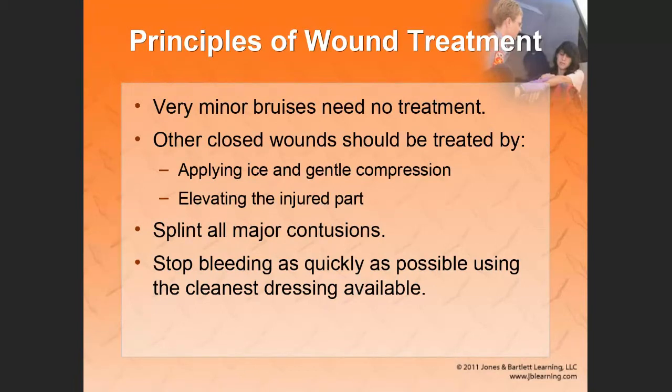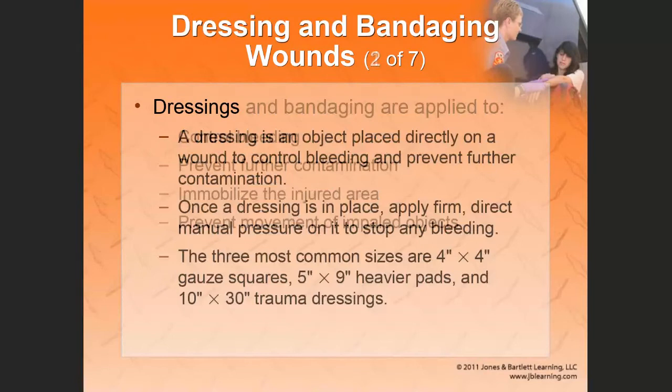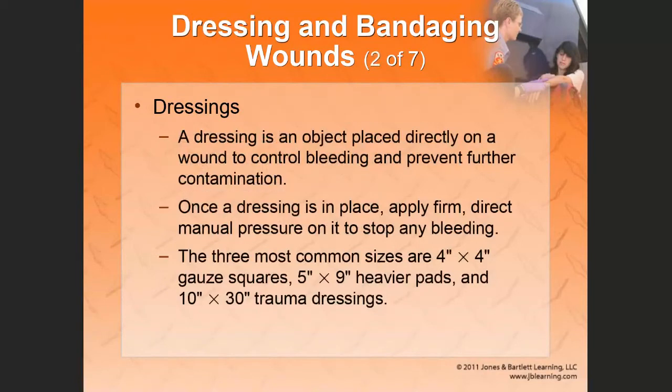Stop bleeding as quickly as possible using the cleanest dressing available. Dressings and bandages are applied to control bleeding, to prevent further contamination, and to immobilize the injured area. And of course, we can also use the dressing and bandages to prevent movement of an impaled object. You have various types of dressing. Now I'm going to go into the specifics. You have different sizes: 4x4, 5x9, 3x3, 10x30 trauma dressings. A dressing is an object that's placed directly on a wound to control bleeding and prevent further contamination.